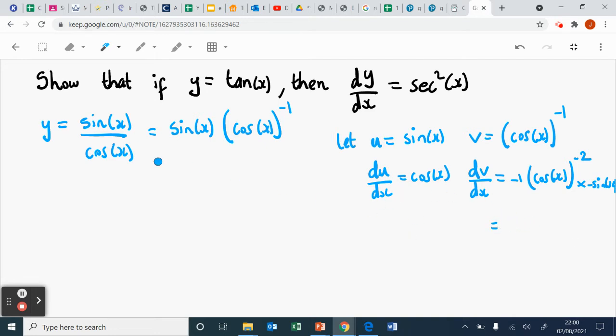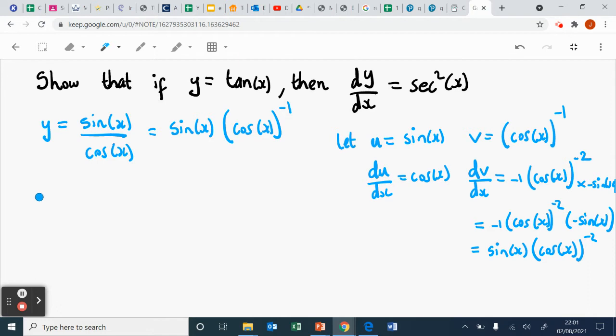So that's equal to, let me just do this. That is equal to minus 1 multiplied by cos x to the power of minus 2 multiplied by minus sine x. The minus sine x, remember, because cos differentiates to minus sine. So simplifying that, that becomes sine x multiplied by cos x to the minus 2, because minus 1 times minus sine is just sine.